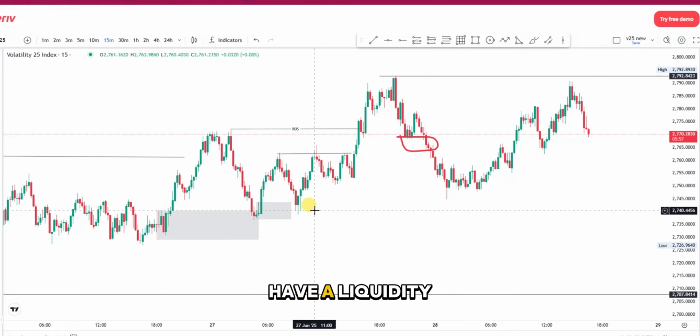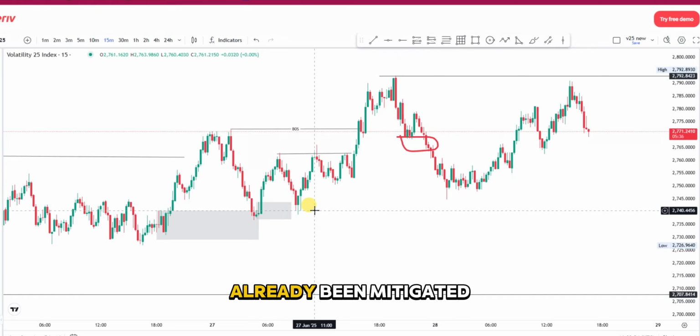First, it must have a liquidity sweep. Second, it must play within a key support or resistance level. And the third one is that it must have a fair value gap, or it must be inefficient, because if a point of interest is already efficient, meaning it has already been mitigated, the likelihood of that point of interest playing out is very low.